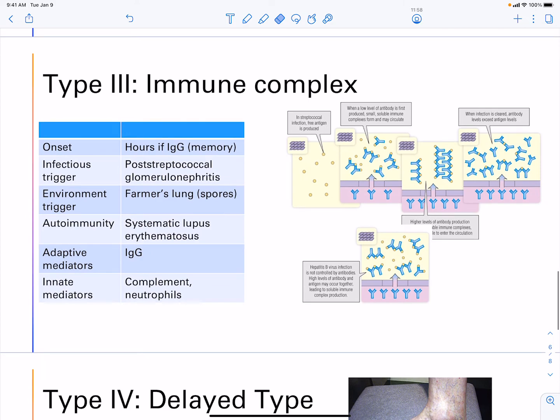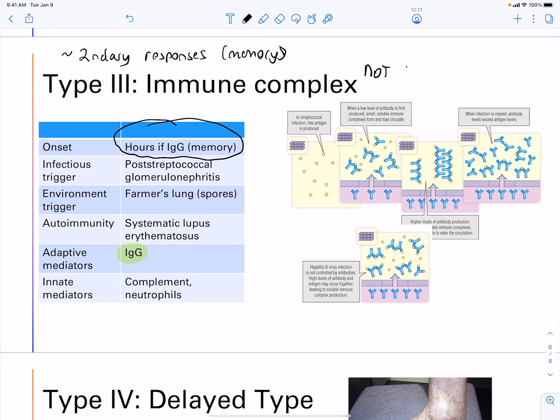All right, so type 3 is also mediated by our IgG. So again, this is a type of secondary response or memory. So in this case, you're going to take a little bit more time, hours, and primarily it's because this is not cell-associated antigen. And so it takes a little bit more time for this to accumulate. So if it's cell-associated, you're basically attacking and killing the cell immediately. If it's not cell-associated, then it's going to have to sort of bind and then get stuck somewhere and then cause some sort of inflammation.